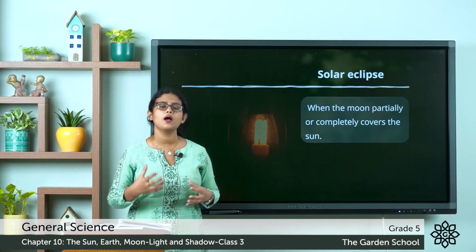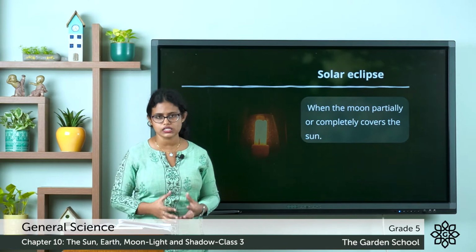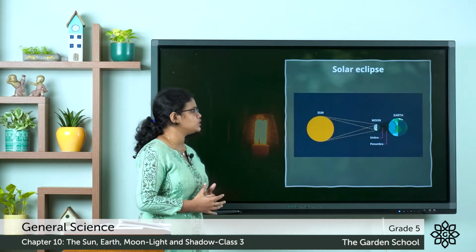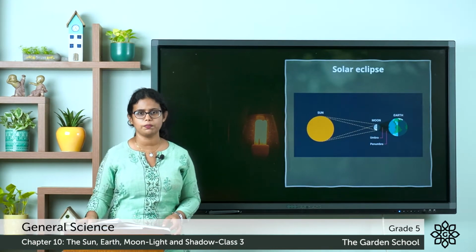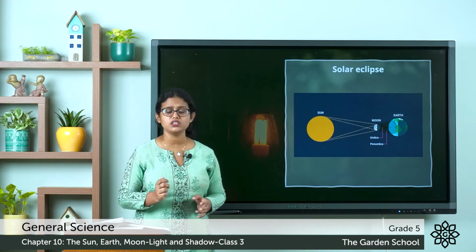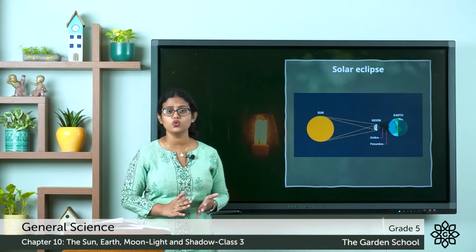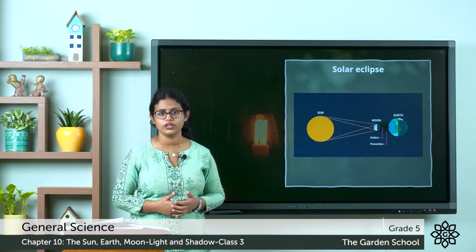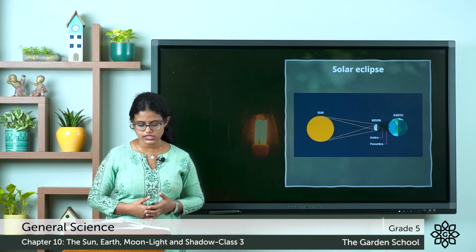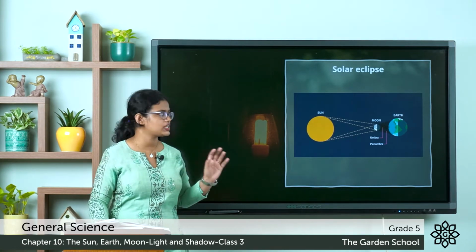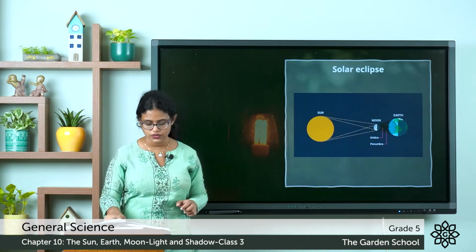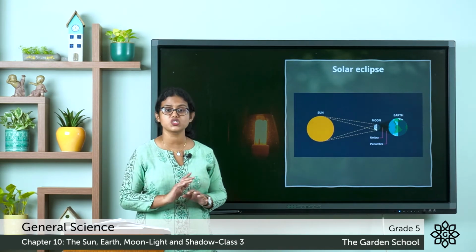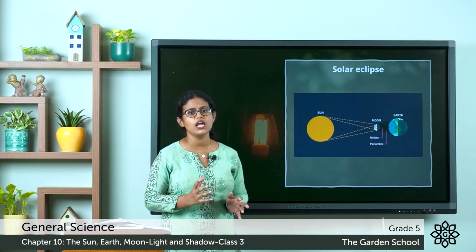So, when the moon partially or completely covers the sun, we call it solar eclipse. Let me explain solar eclipse with this picture. We all know that the earth revolves around the sun and the moon revolves around the earth. You all know the different phases of moon. On new moon days, once a month, the moon comes directly between the sun and the earth, and on such a day, we face the dark side of the moon, and the moon is not visible in the sky. That is called the new moon.